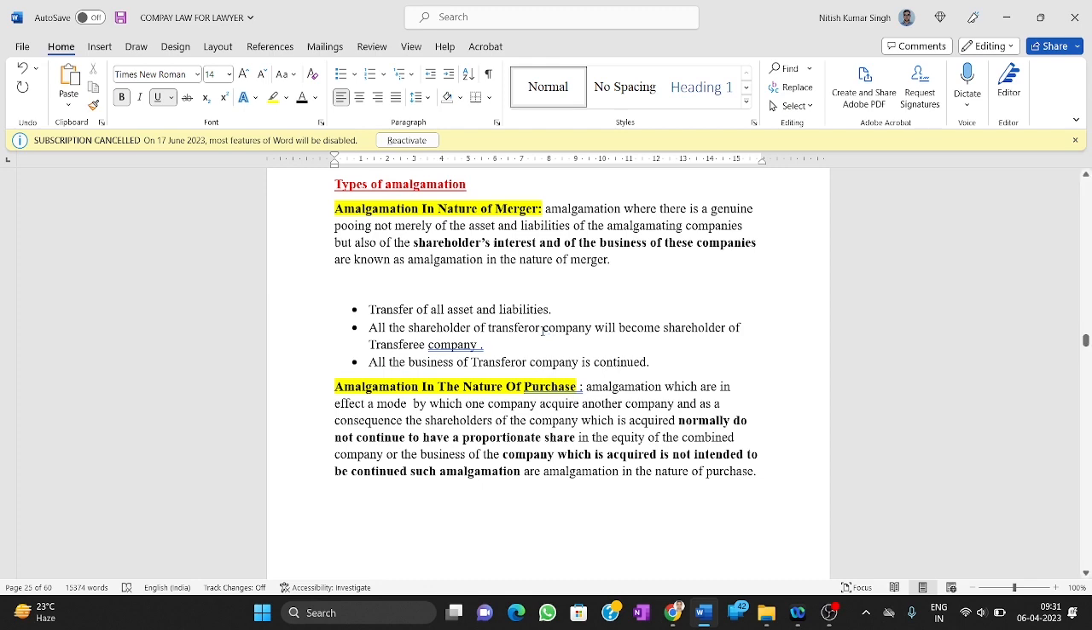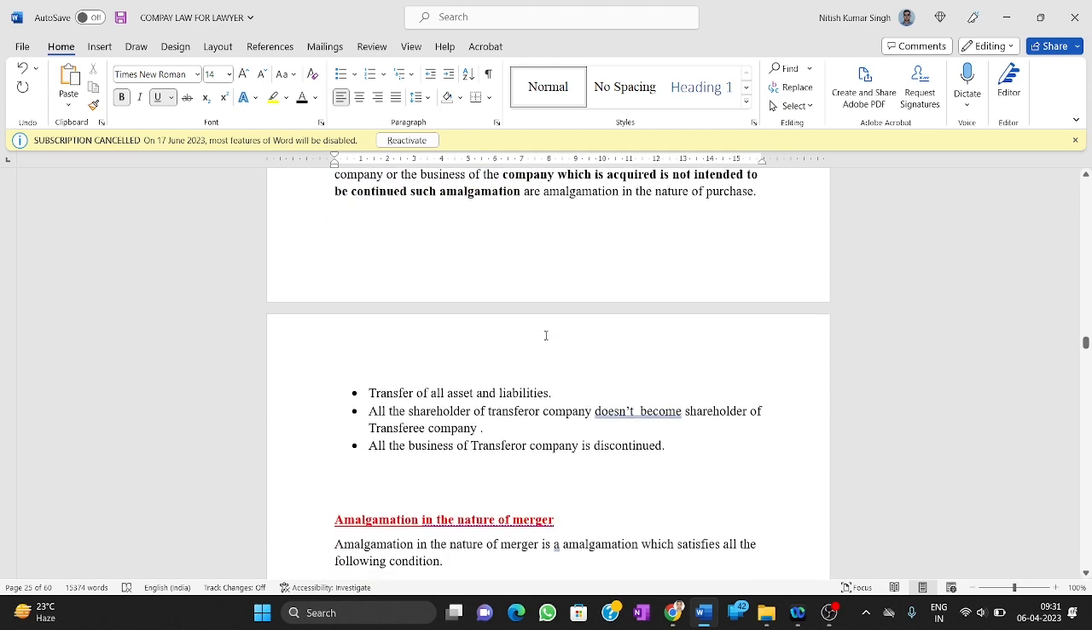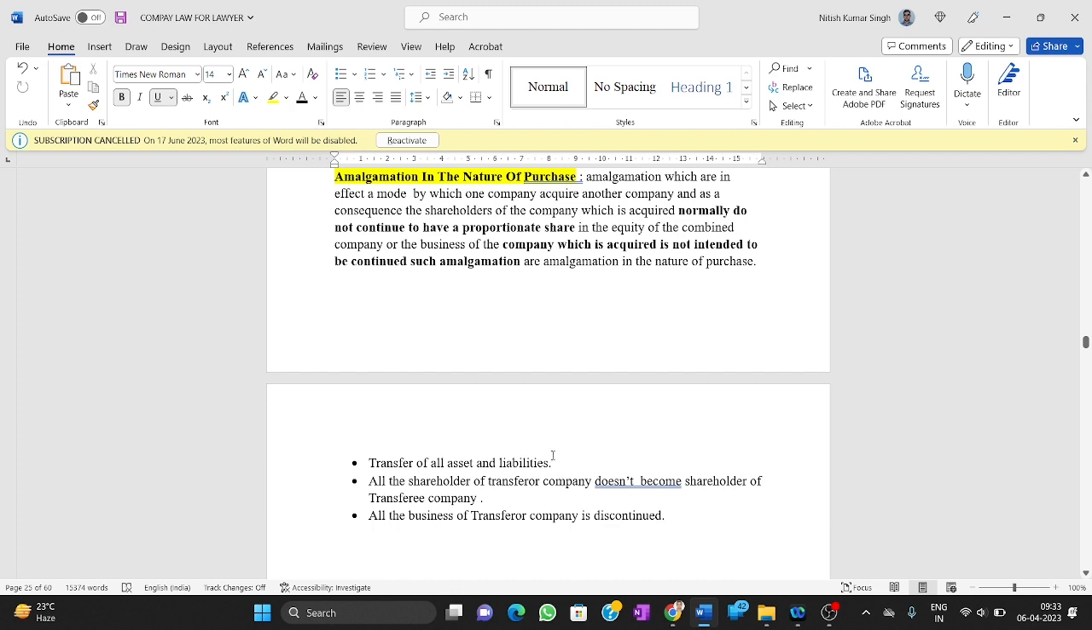Now let's talk about amalgamation in the nature of purchase. You have to keep these three points in mind. First, the assets and liabilities of the transferor company become the assets and liabilities of the transferee company. Second, the shareholders of the transferor company do not become the shareholders of the transferee company. Third, all the business of the transferor company is discontinued.